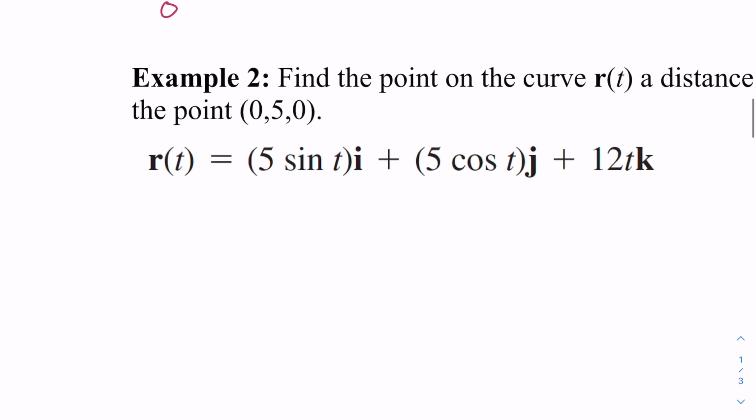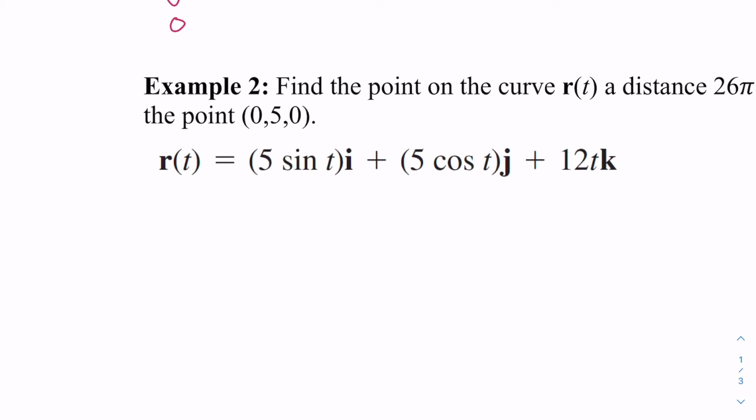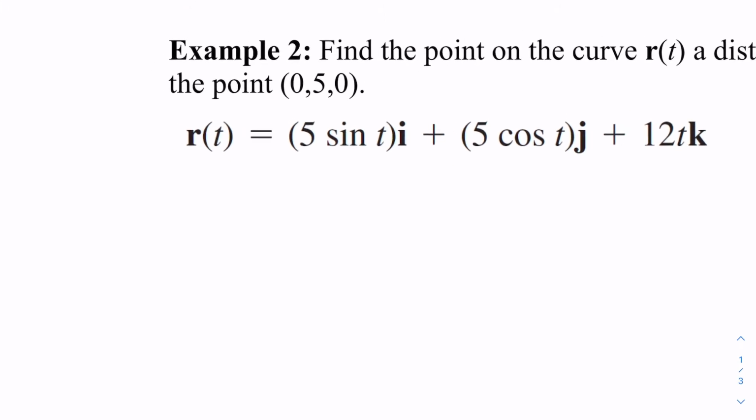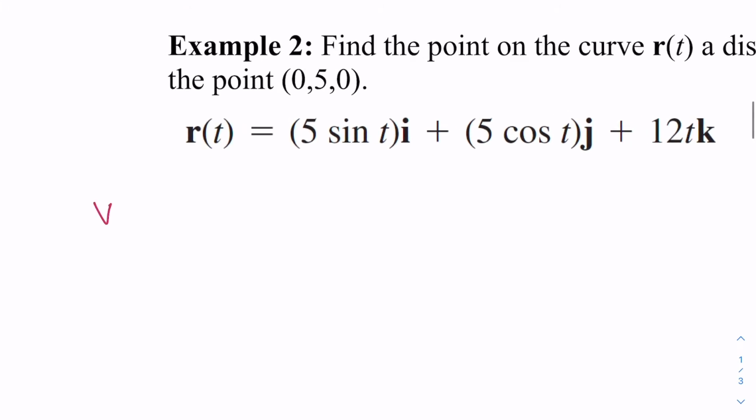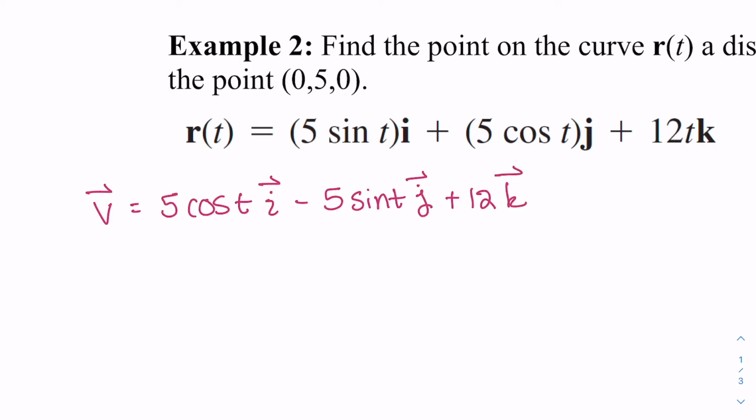And here's our curve. It's 5 sine t i plus 5 cosine t j plus 12t k. So first, let's begin exactly the same by finding our velocity function. So v of t is going to be 5 cosine t i plus minus 5 sine t j plus 12k. And now we can find its magnitude.